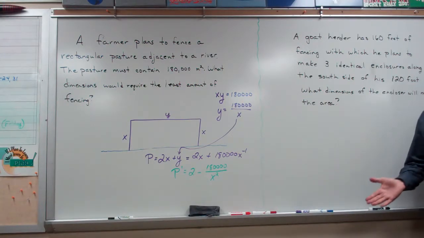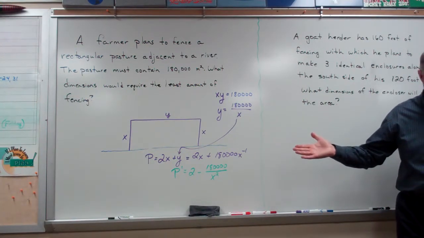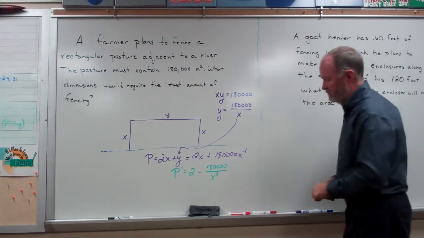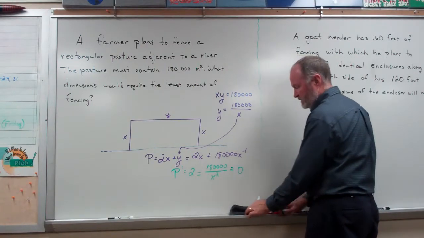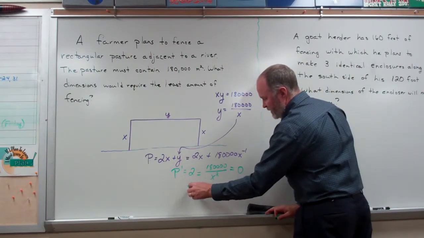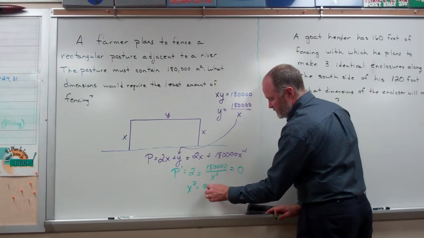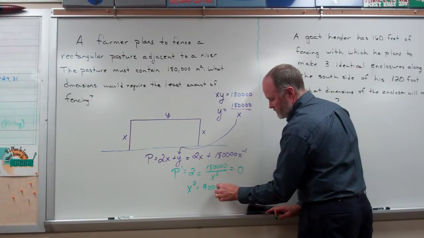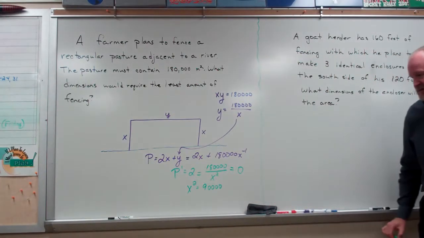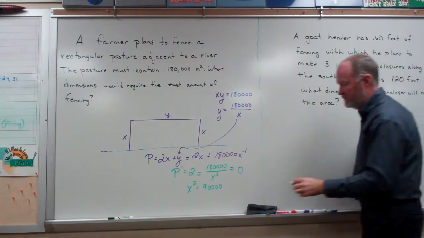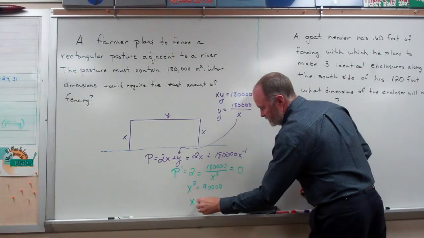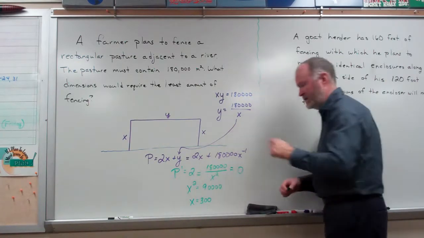And what do I have to do to that to find a minimum? Let it equal 0. Which really means that's equal to that. Which really means x squared is equal to 90,000. And I take the square root. So x is 300.